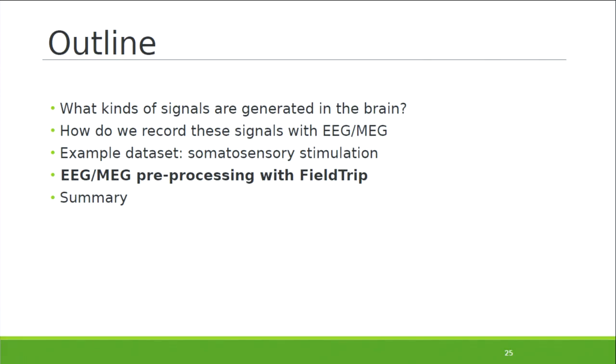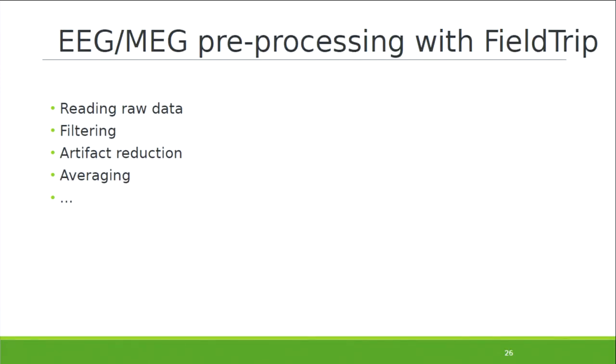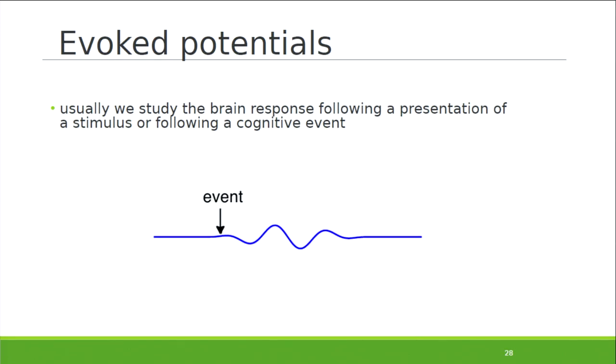Now I will come to the main part, so how we can preprocess the data with FieldTrip. The preprocessing pipeline mainly consists of the following steps. First we're reading raw data, then we sometimes need to filter the data, we need to remove artifacts from it, and then we average over several trials, and then depending on what you're doing, you continue. So I will start with how you set up the preprocessing pipeline.